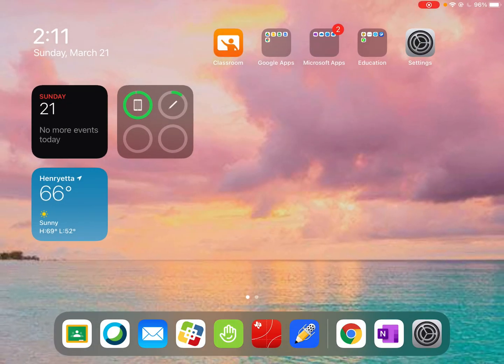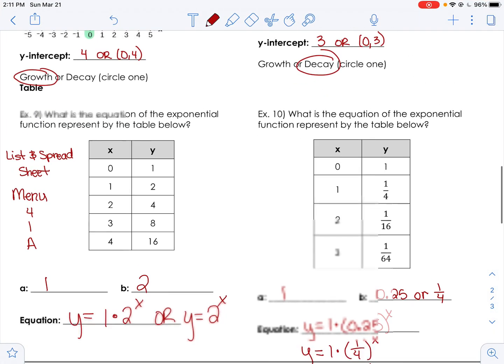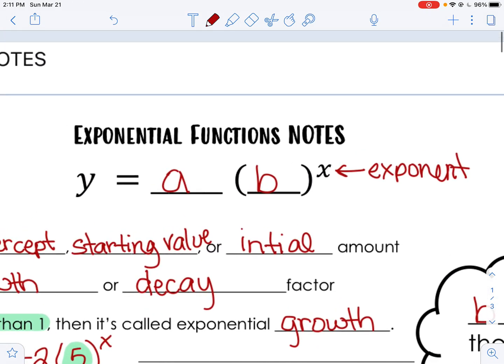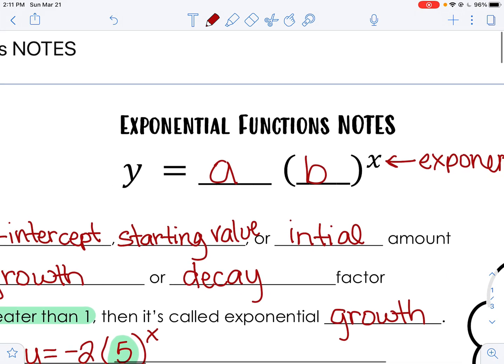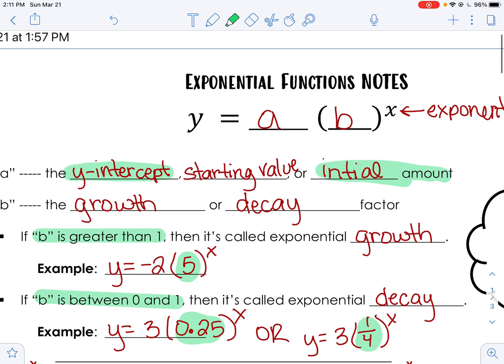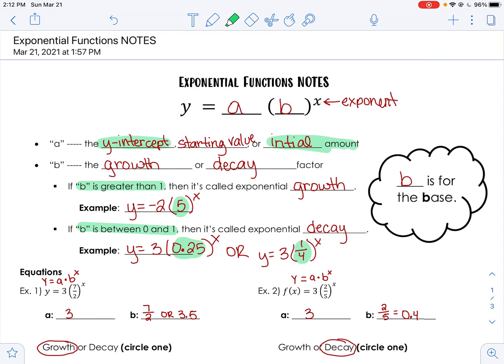Okay, so I'm hoping that after watching this, we've learned a little more about exponential, or we refreshed our mind. So remember, again, this is our formula for our equation, where A is the y-intercept, starting value or the initial amount. So the important part is to know A is the y-intercept or the initial amount. And then B tells us if it's growth or decay. Remember, when it's greater than 1, it's growth. When it's between 0 and 1, that does not mean negative, because B cannot be negative. It is decay, and B is our base. So it's always going to have the X as the exponent.